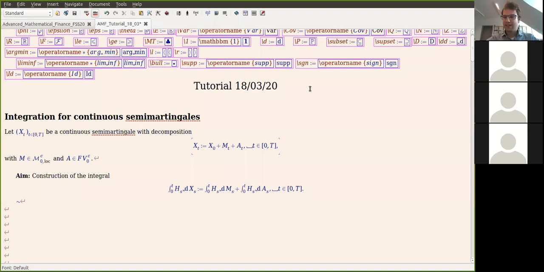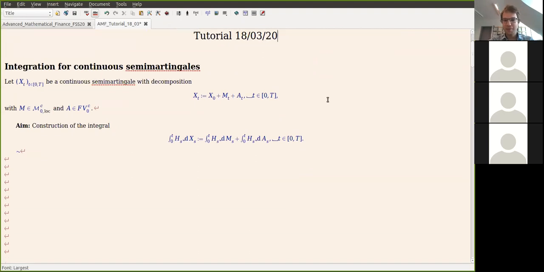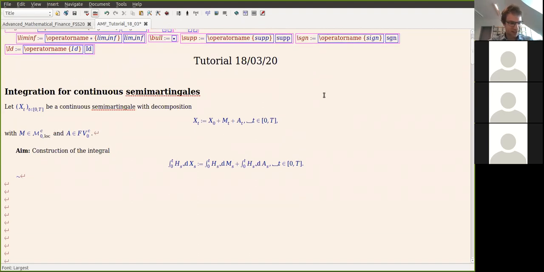Good. And now share screen. All right. Can you all see my screen? Yes. Yes. Perfect.